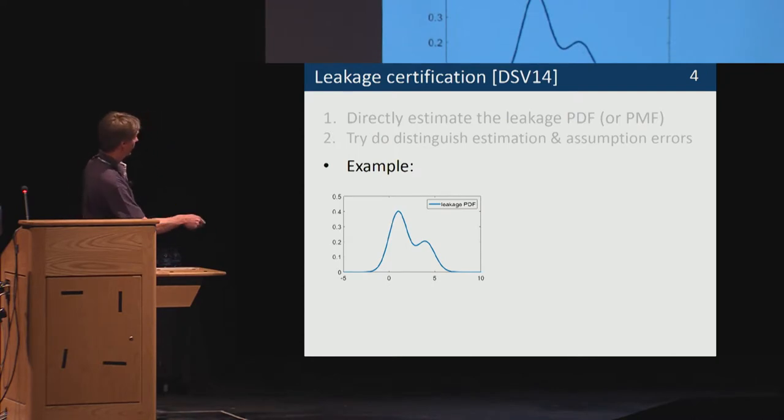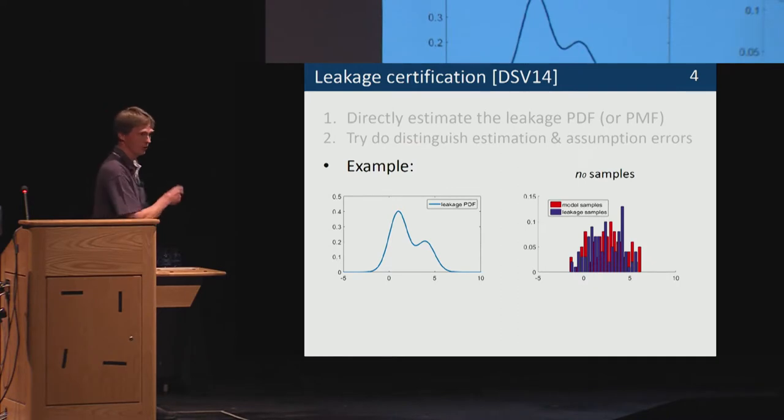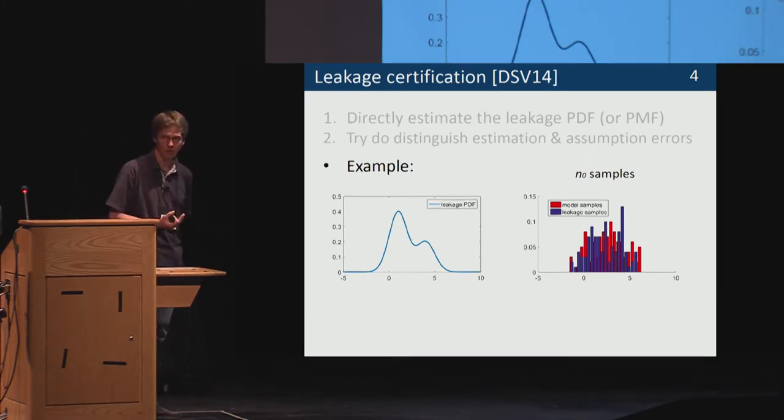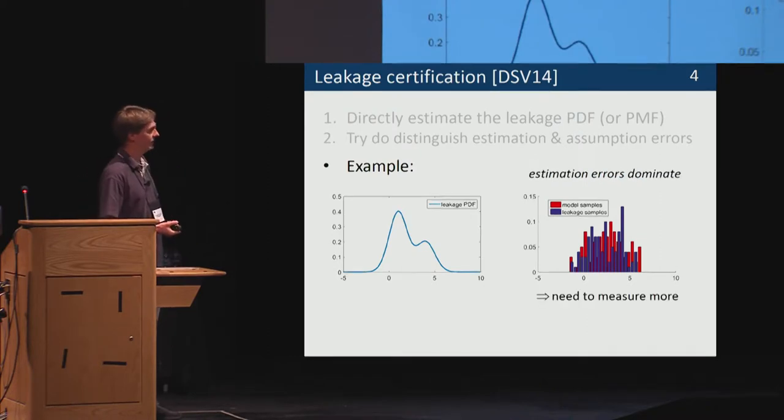Let's imagine that this is the leakage distribution that we want to evaluate, to estimate, and that we made this Gaussian assumption. So we built a Gaussian model for this distribution. What we can then do is just to sample both the model and the true distribution and build a non-parametric estimation of the distribution, like for example with histograms. So this is what we have here, and the red samples are the model samples, the blue samples are the leakage samples. If you have this situation, where typically the number of samples is not sufficient, you will conclude that estimation errors dominate and that you need to measure more.